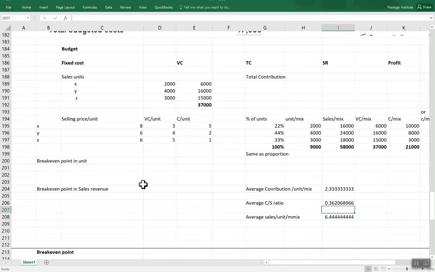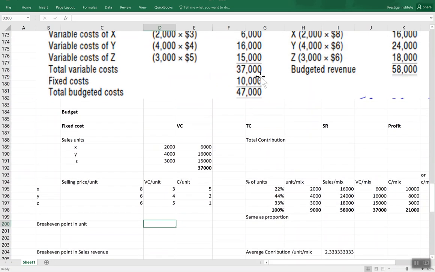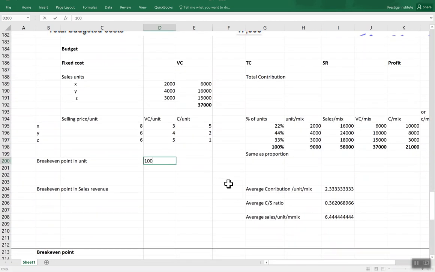Now let's find our break-even point. So our fixed cost was 10,000, dividing it by the average contribution per unit per mix, which becomes about 4,285 is the break-even point. All units, when they are sold in standard mix and the total units become 4285.71, and we will have no profit or loss. We can find the same thing in revenue. We have to divide it by the CS ratio.